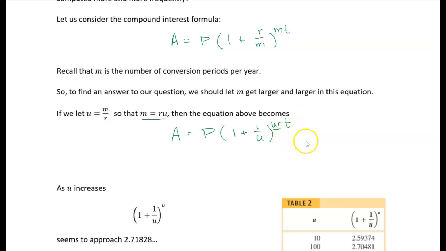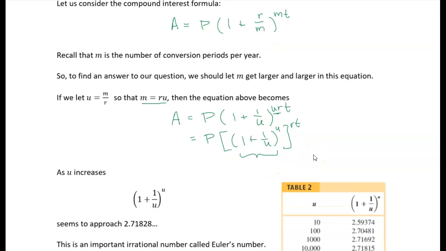Okay. Now I'm going to rewrite this again, and I'm going to back up a little bit. I'm going to make big square brackets here and write 1 plus 1 over u, to the u, and then all of that to the rt. These are all equivalent things. I'm just using a little algebra to rearrange these equations. And what I'm really interested in is this thing right here. What's happening to this thing right here? Because this is a very important little value.